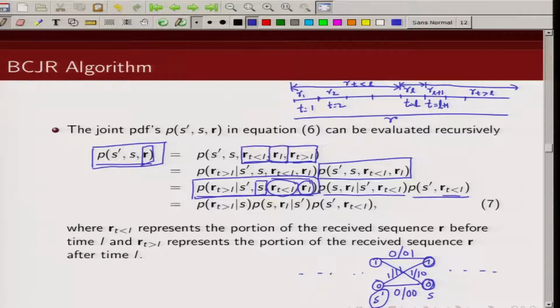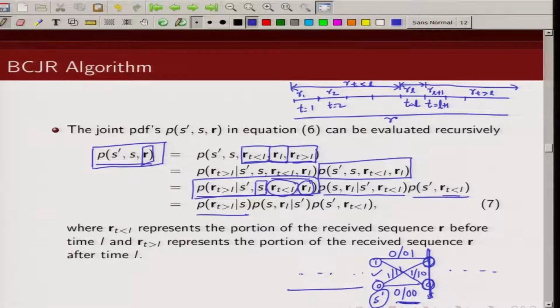So, this probability that you see here, probability of R t greater than L given S prime, S and this received sequence R, can then be written as probability of R t greater than L given only S, because knowing this final state S, I do not need information about what was my state here, I do not need information about what my received sequence was here, I do not need information about what my past received sequence was, provided I know what was my next state S. So, given these quantities, it will only depend on S. So, I can simplify this expression like this.